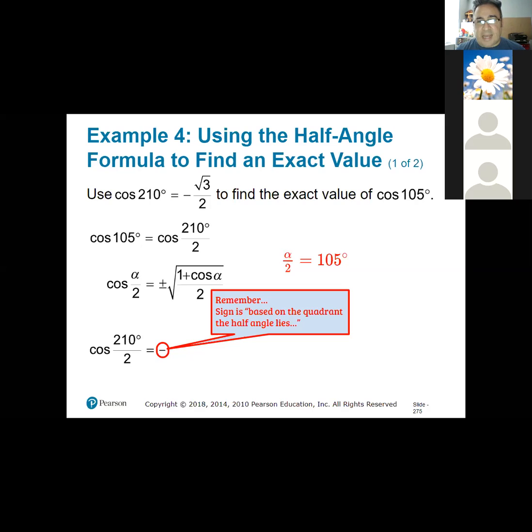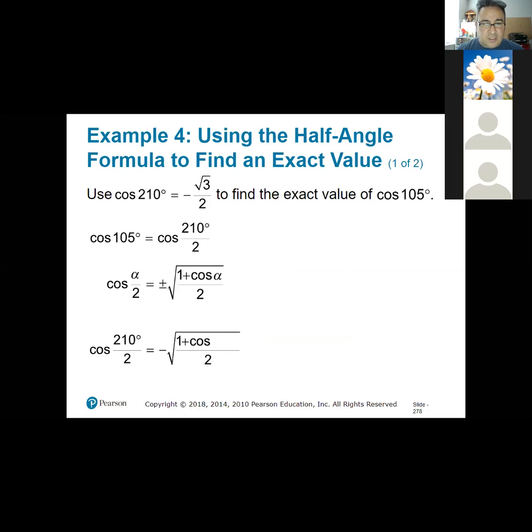So that's going to be a negative, right? Think of it that way. Remember, 105 is in the third quadrant. So it's going to be negative, and then we have 1 plus cosine of what value? That should be alpha, which is 210. 210, right? And then now we just substitute the values.